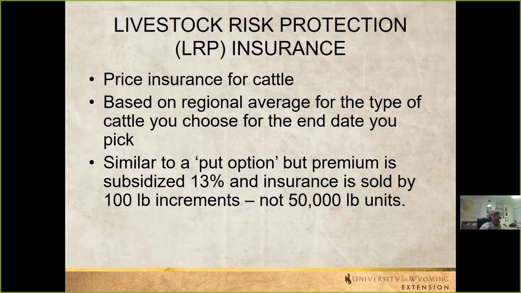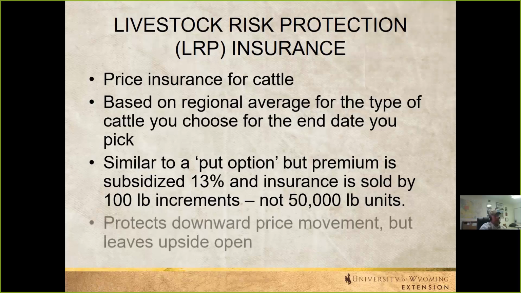Another thing about this different from a put option, when you buy put options, you have to buy in 50,000 pound lots. So you're buying load lots in terms of put options. So for ranchers that operate at a smaller scale, this works better because you're buying in 100-pound increments and not in 50,000 pound units. So it works better for those smaller scale, but I also think it's a little easier to understand, and the fact that it's subsidized 13%, there's a little bit of advantage of that as well. Again, this product protects downward price movement and it leaves the upside open.